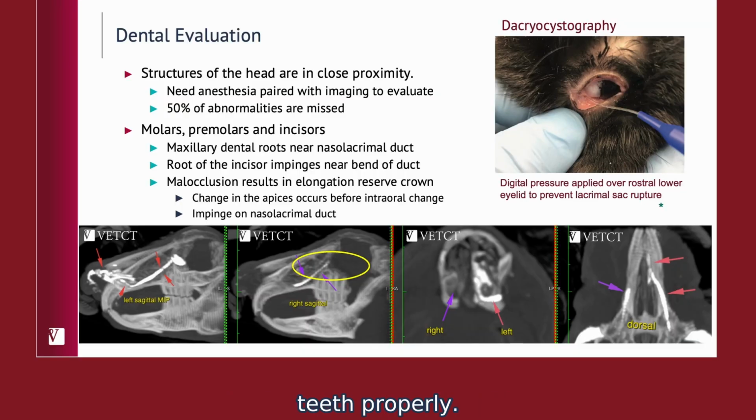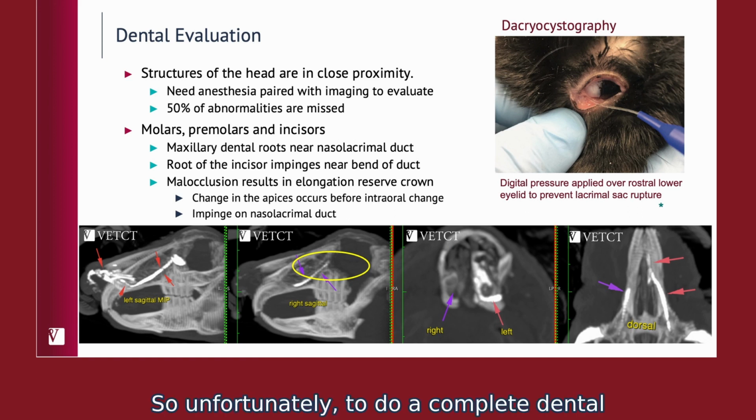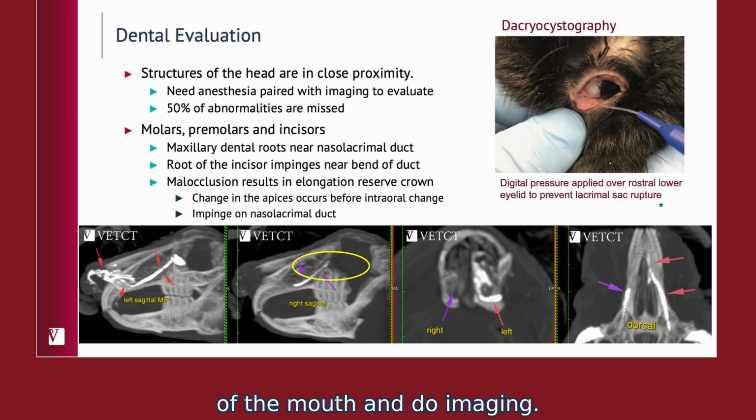In order to look at the teeth properly in rabbits, you certainly can do the exam with them awake, but we know that we miss about half of the dental disease by just doing an awake exam. So unfortunately, to do a complete dental exam, we have to sedate or anesthetize those rabbits so we can see all the way back in the back of the mouth and do imaging. Ideally, the imaging is CT, but of course you can always do radiographs to look for dental disease in these rabbits.